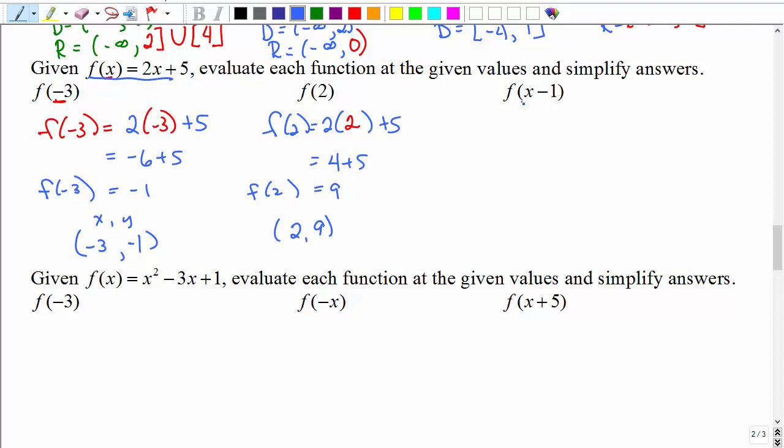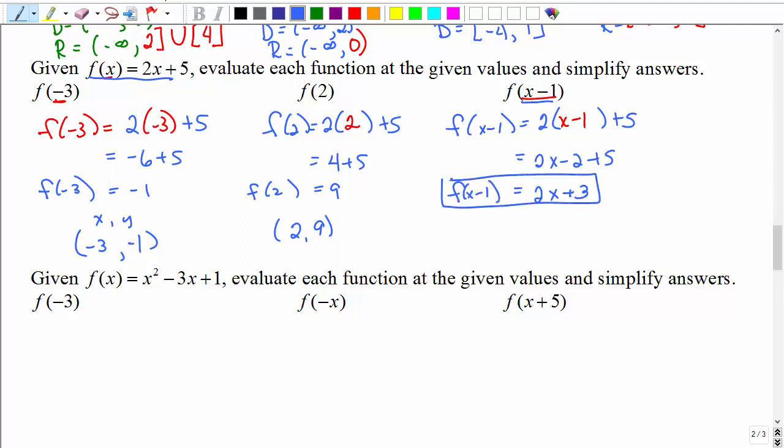But what the heck do we do with x minus 1? Well, we follow the same procedure. Wherever there's an x, we're now going to put in an x minus 1. And I'm going to go ahead and distribute and collect like terms. We are not solving an equation. That's the answer. It's an expression. It's kind of strange. We're going to do that a couple more times on the next example.